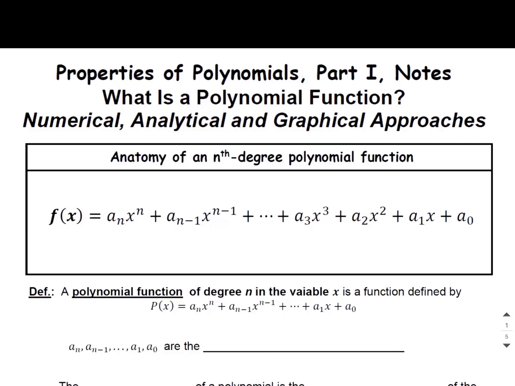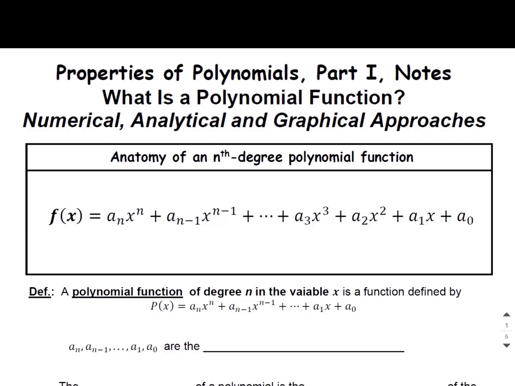Hi guys. Okay, so we've made it to chapter 2, and tonight we're going to look at properties of polynomials, part 1. So we're looking at polynomial functions, and the first question is, what is a polynomial function? So a polynomial function, and if you look at this definition, it's really scary looking.